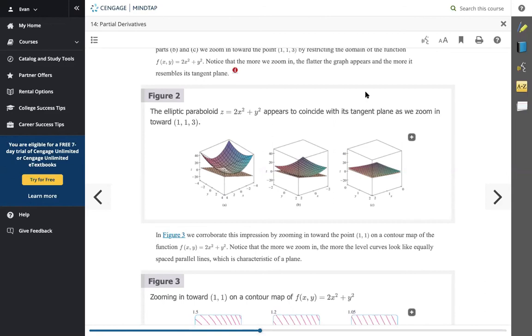And really, that's how we can think of the derivative, certainly in the single variable case, and then we're developing that same idea for the multivariable case. Okay. So now let's move back to the iPad.